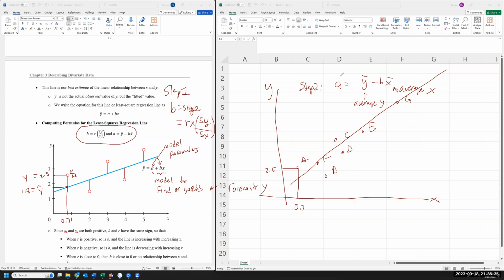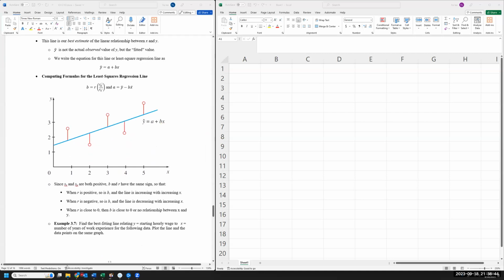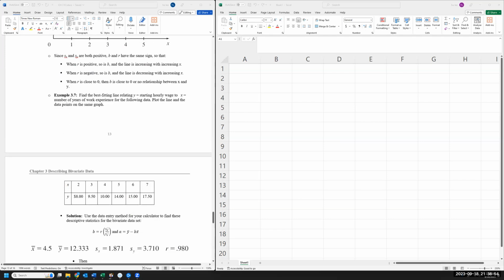Okay, so what we're going to do now, given that I showed you how to do this, is example 3.7, where we're going to apply this formula on some real data. So what is the data? This is the data right here.